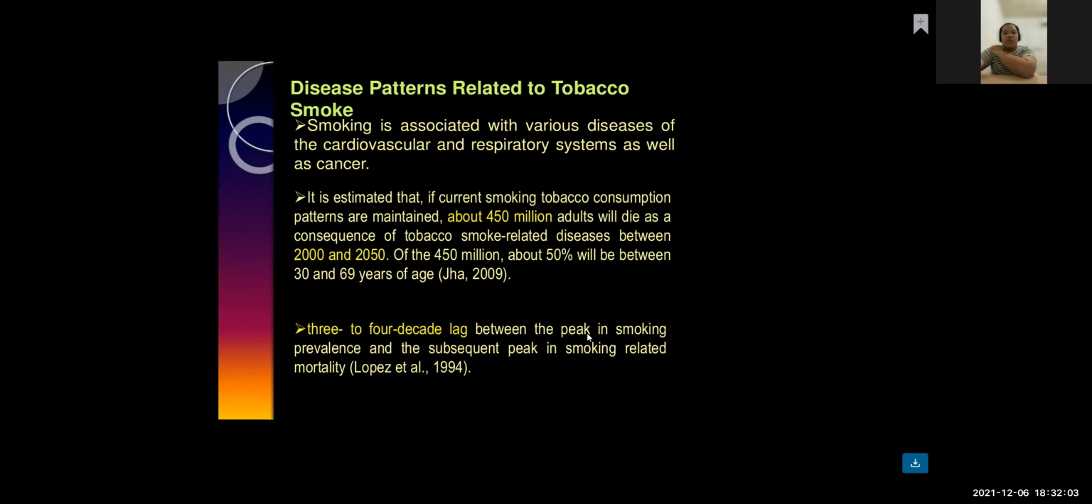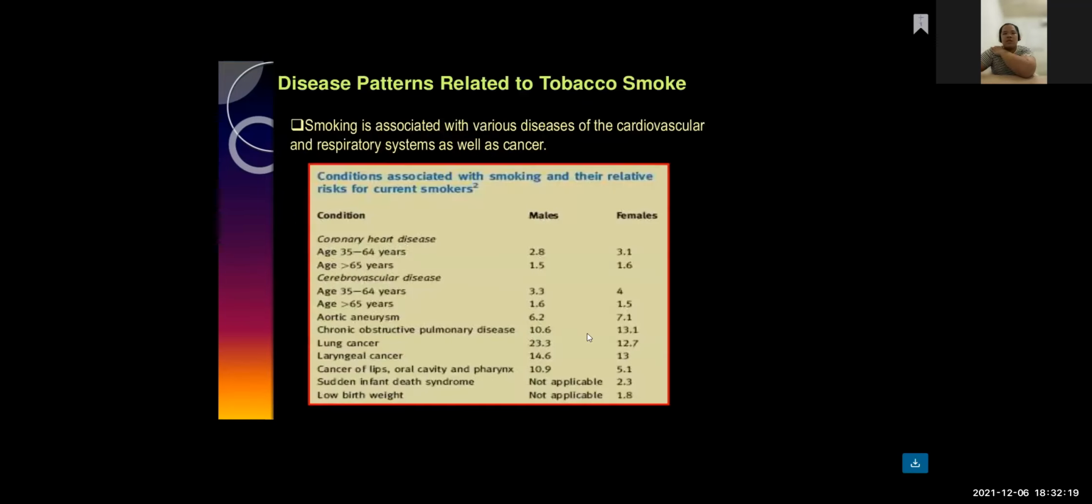Of the 450 million, about 50% will be between 30 and 69 years of age. There is a 3 to 4 decades lag between the peak in smoking prevalence and the subsequent peak in smoking-related mortality. Disease pattern related to tobacco smoke. Smoking is associated with various diseases of the cardiovascular and respiratory systems as well as cancer. Conditions associated with smoking and their relative risk for current smokers.